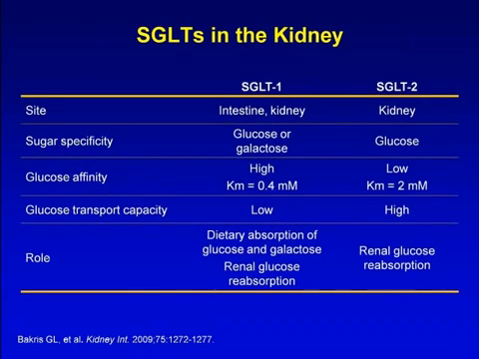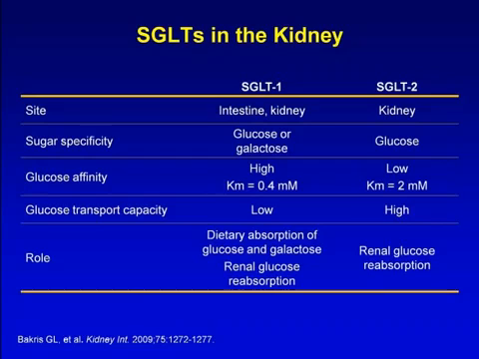SGLT1 is found in the kidneys as well as in the intestines. In the intestine, its main job is to actually absorb glucose or galactose, while SGLT2 is also found mainly in the kidneys, and it's more specific to glucose. SGLT2 has a low affinity for glucose, while the SGLT1 has a high affinity, although the transporting ability for SGLT1 is low and the transporting ability of SGLT2 is high.